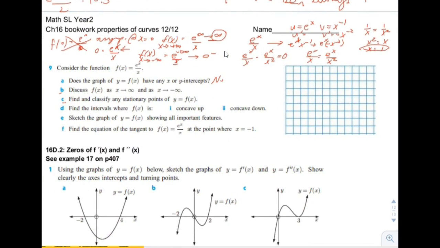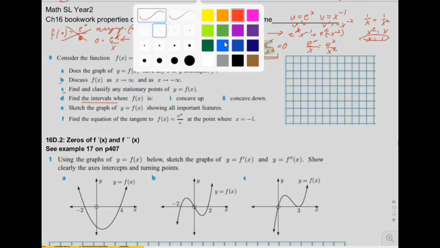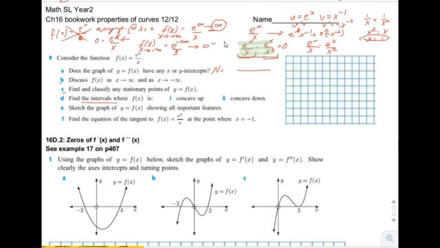Then it says find and classify the stationary points. One of the things we can do to find the sign of the derivative function more easily is to put everything over a common denominator. So let's put this over the denominator x squared. And we can factor out the e to the x too. So I have e to the x times x minus 1, all over x squared. You can check that when you multiply it out, it ends up with what we had before.